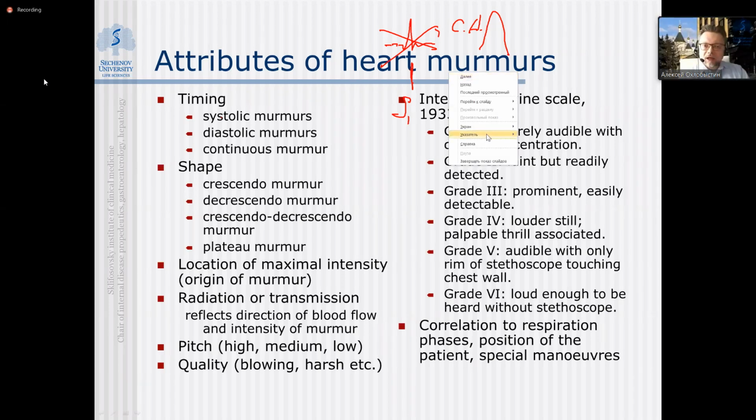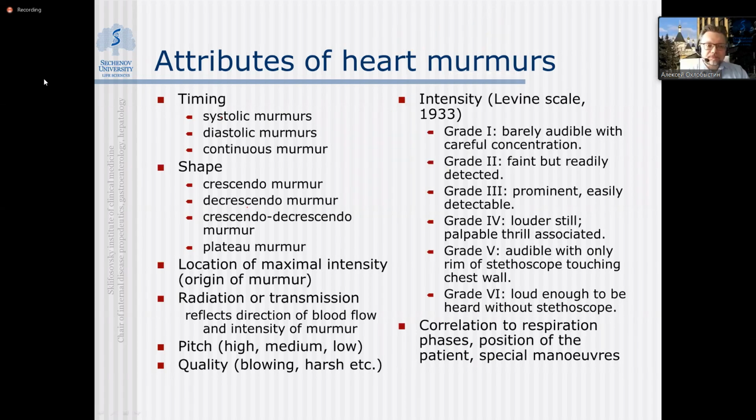Good. Fine. So first was definitely location. We need to find out where the sound is located. Second was the timing. We need to decide whether it's systolic, diastolic, or it may be biphasic. Continuous is quite an ambiguous term. It may be continuous within the systole. It may be biphasic, it may be systole plus diastole. For instance, a pericardial murmur may be biphasic, or the murmur in, for instance, ventricular septal defect.